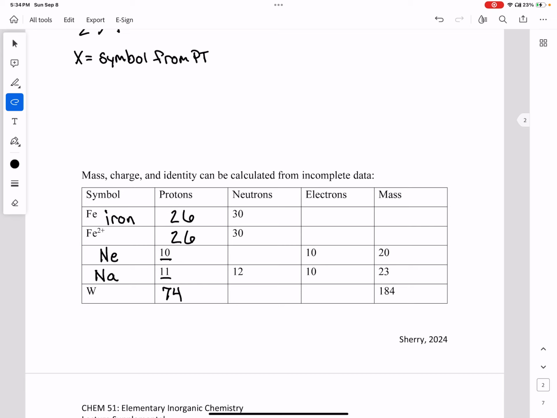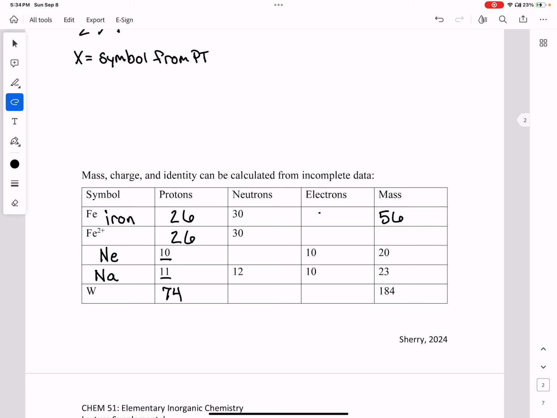Now we've identified all of our elements or ions, so let's go line by line. For iron, we have 26 protons and 30 neutrons, and so that's going to give us a mass of 56. For the number of electrons, I'm going to notice that iron is neutral in this first row.